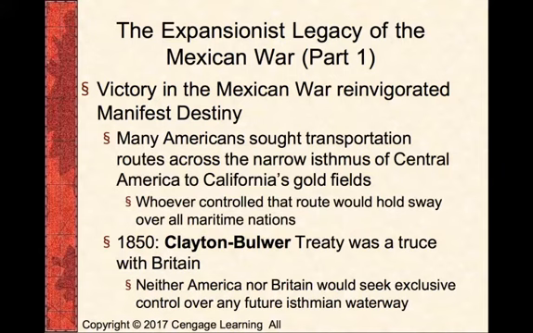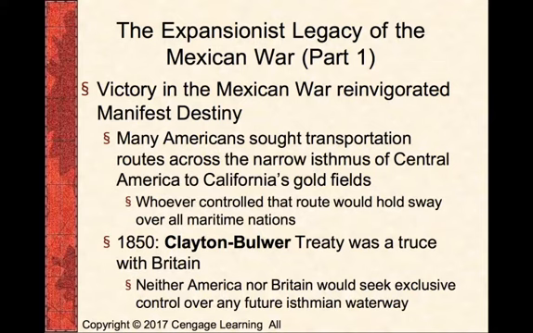We still had aspirations on Canada, although they were getting dimmer and dimmer. But Southern Americans, or Americans from the South, were looking more and more towards South America and Central America as being the next expansion point of America and slavery. Americans sought transportation routes from the narrow isthmus of Central America to California's gold fields, and so it became recognized that whoever controlled that route would hold sway over all future maritime nations.